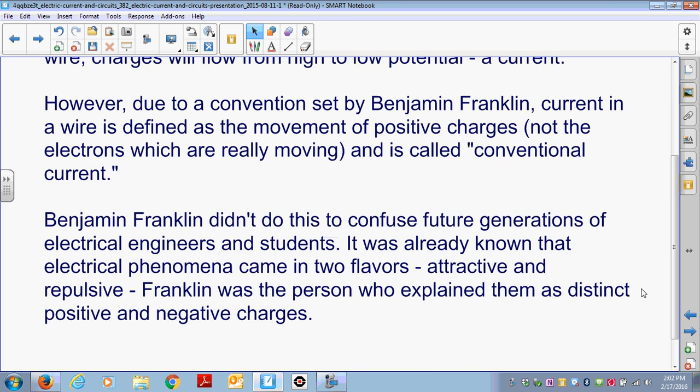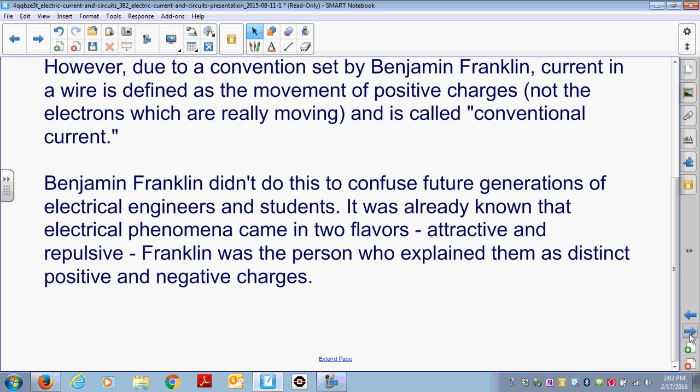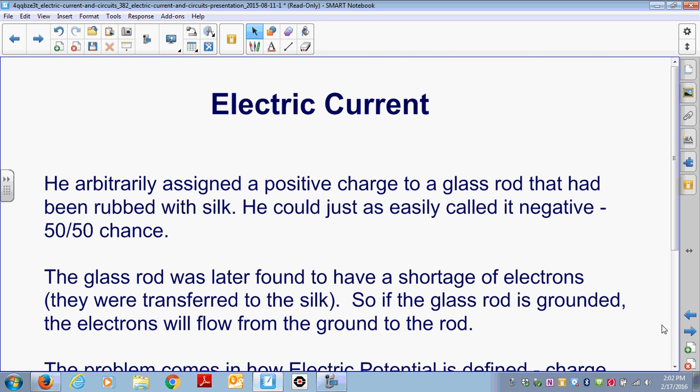Benjamin Franklin didn't do this to confuse future generations of electrical engineers and students. It was already known that electrical phenomena came in two flavors, attractive and repulsive. Franklin was the person who explained them as distinct positive and negative charges. He arbitrarily assigned a positive charge to a glass rod that had been rubbed with silk. He could just as easily have called it negative. It was a 50-50 chance.